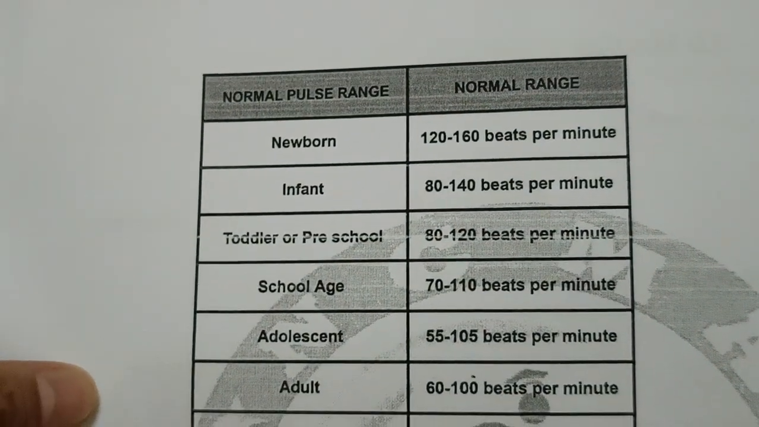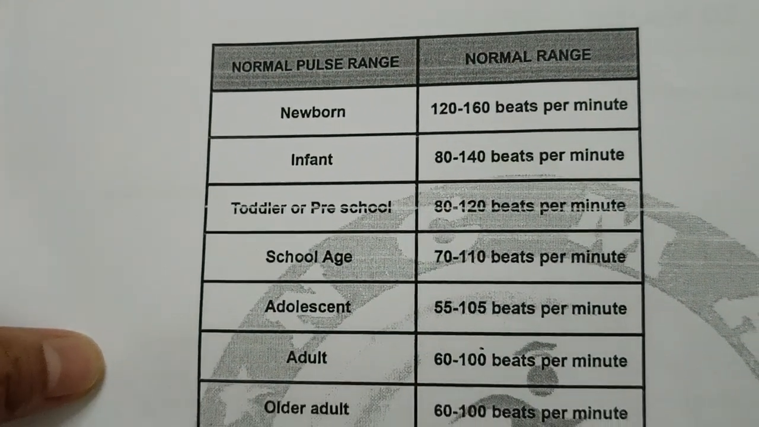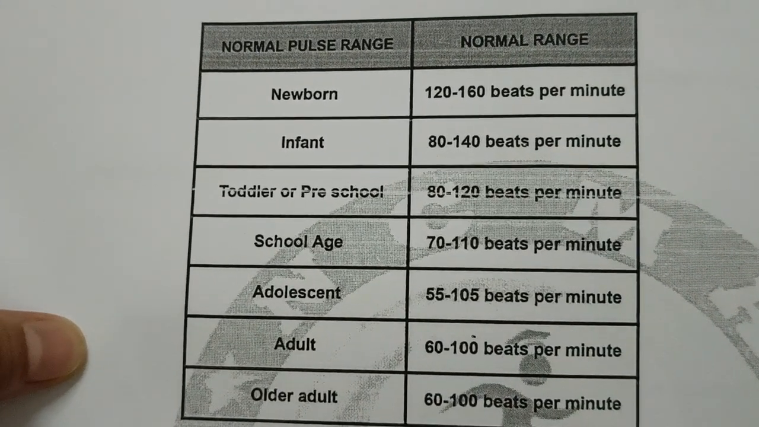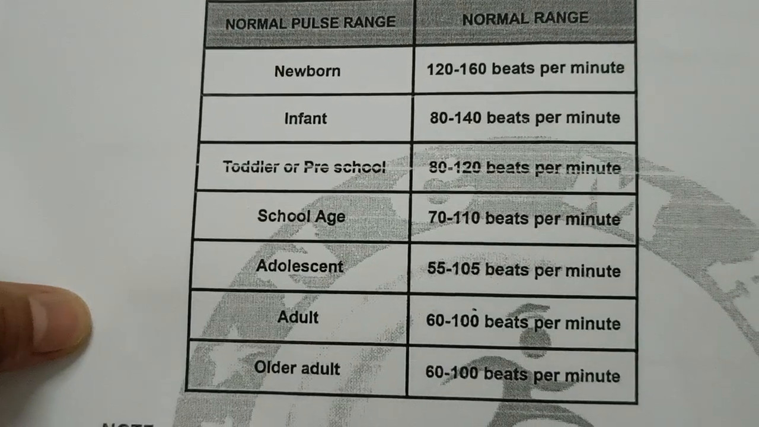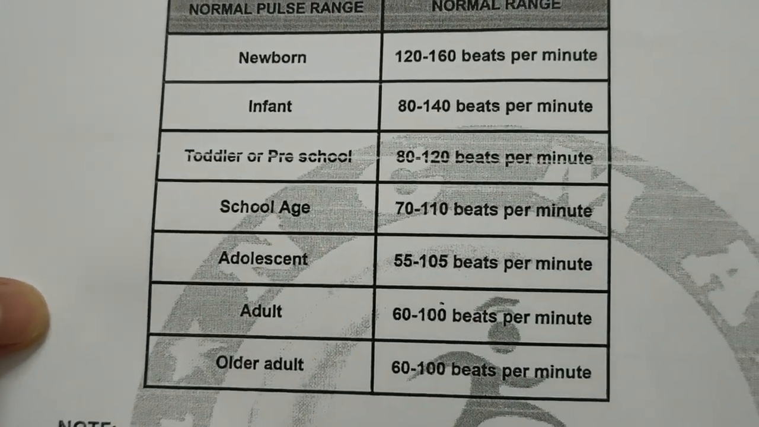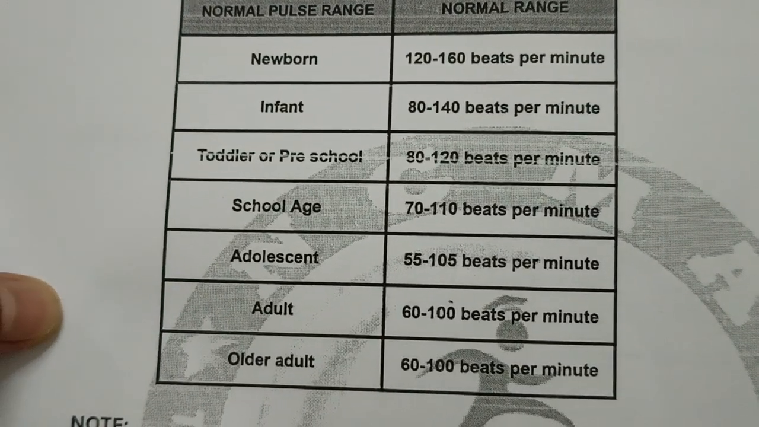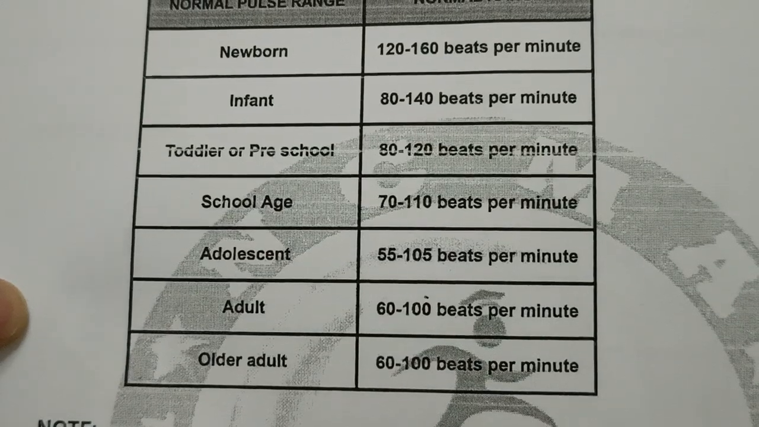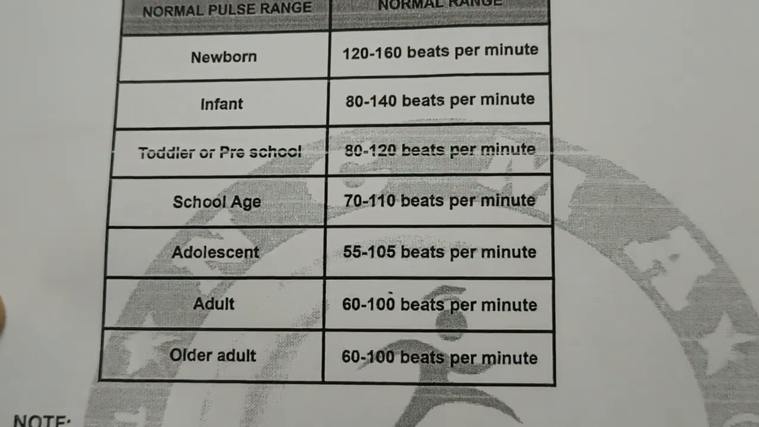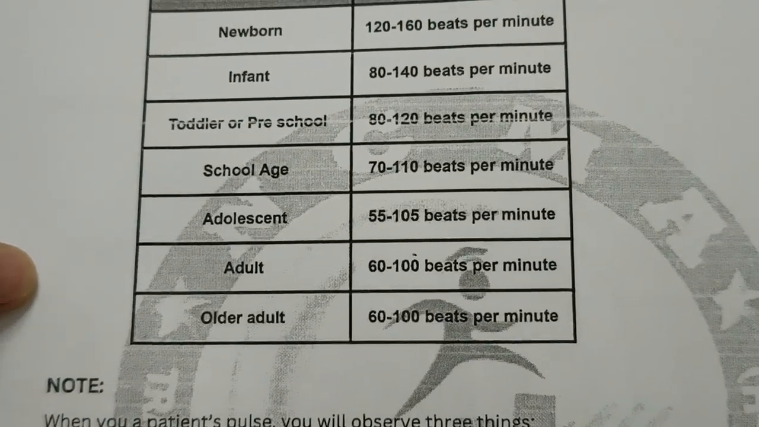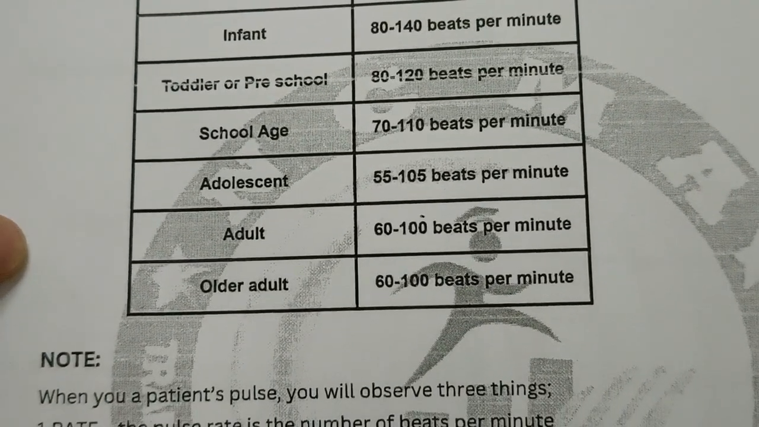Normal pulse range: for newborn, 120 to 160 beats per minute; for infant, 80 to 140 beats per minute; for toddler, 80 to 120 beats per minute; for school age, 70 to 110 beats per minute; adolescent, 85 to 105 beats per minute; for adults, 60 to 100 beats per minute; older adults, 60 to 100 beats per minute.